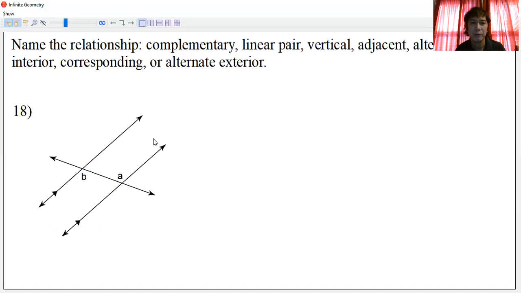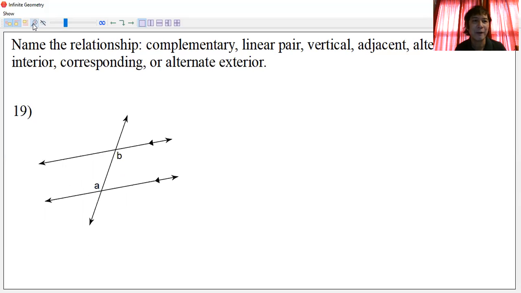This is on one side of this line, and this is on the other side. And they're alternate, okay? Alternate interior. Interior, okay? So that will be alternate interior. All right, so that goes to our 18. Alternate interior, if you did not see it. Number 19.